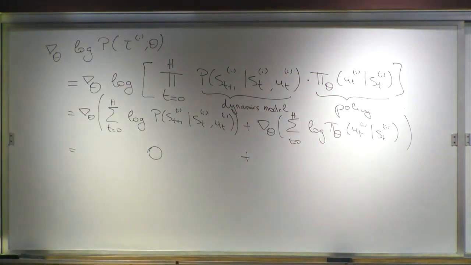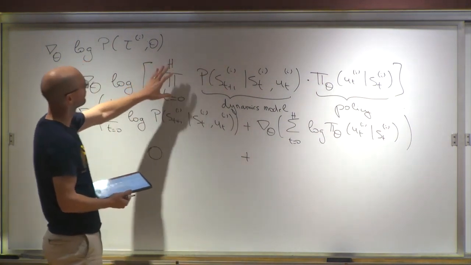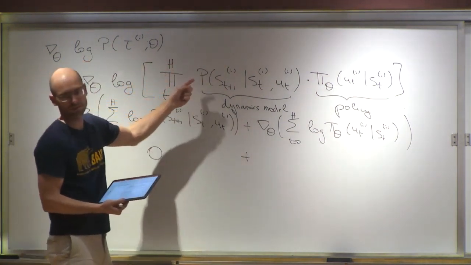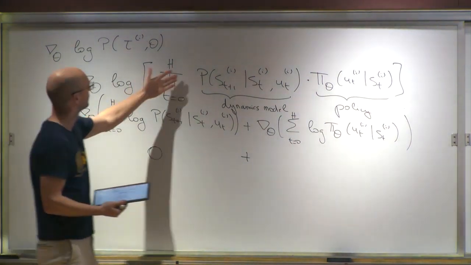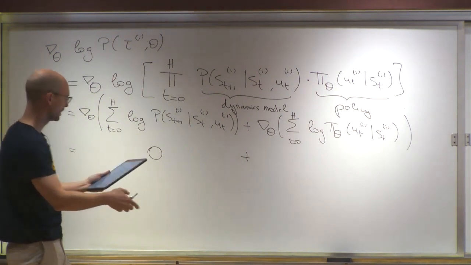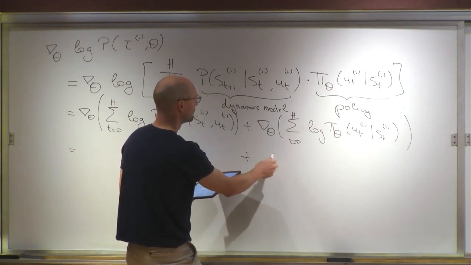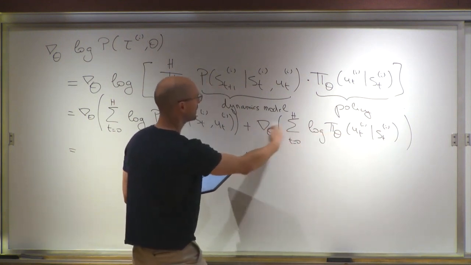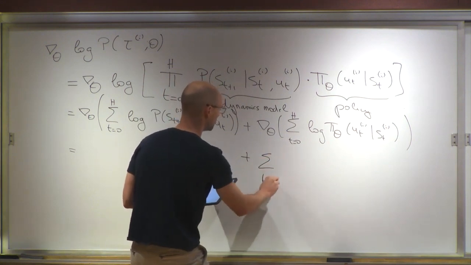And this is pretty exciting, because when we looked at the original objective that we need to take the derivative of, the dynamics appeared. And we don't have access to the dynamics in the current scenario. Actually, it turns out we don't need to. The dynamics disappears when we take the gradients. So we're left with this thing over here. And the gradient of a sum is the sum of the gradients. So sum over t equals 0 through h.